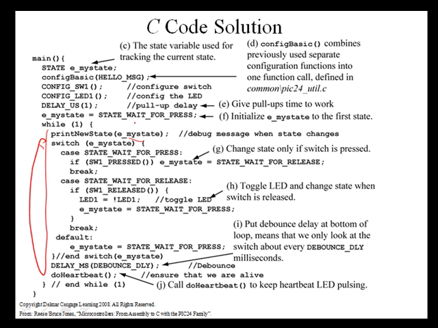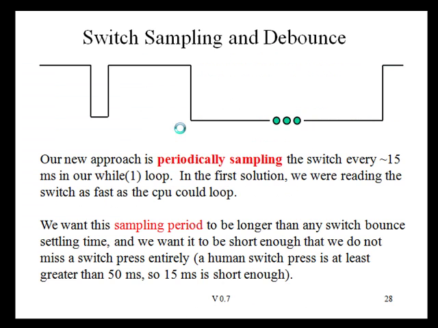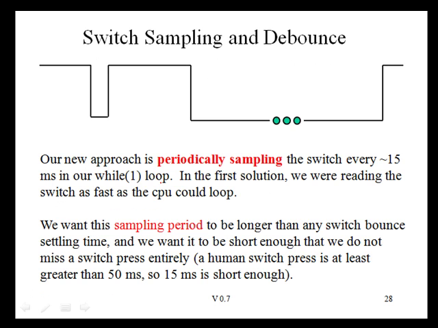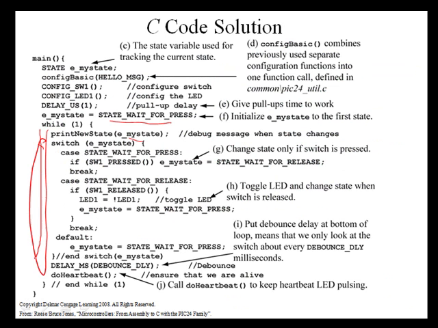eState was equal to state wait for press. The eStateLast variable is equal to state reset. They were not equal to each other, so it went ahead and printed out this message right now. And now it's continually looping through here, executing this code each time through the loop, which is checking to see if the switch is pressed. Since it's not pressed, the state variable is not changing, so nothing is changing. It's simply looping through here every 15 milliseconds.